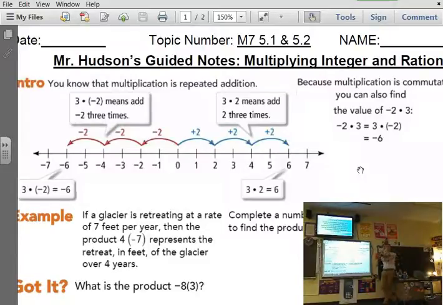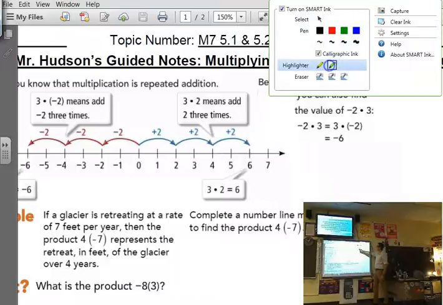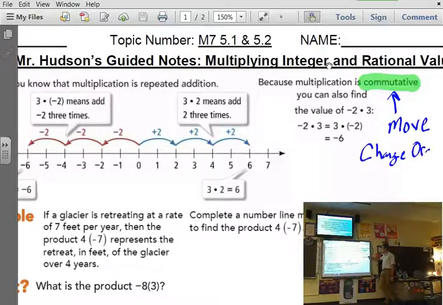Ooh. Shane? Did you find it on your paper? It's on your paper, guys, so highlight or underline or something. The commutative property lets me move the order. So I would notate that commutative means to move or change order.